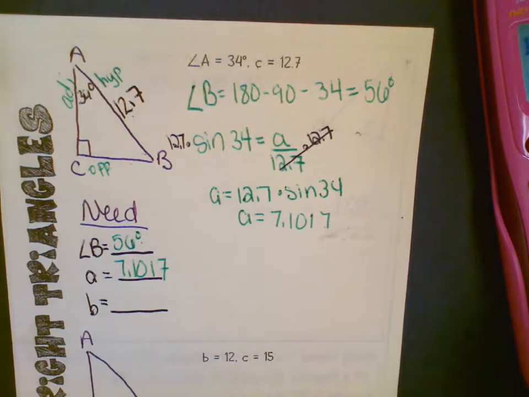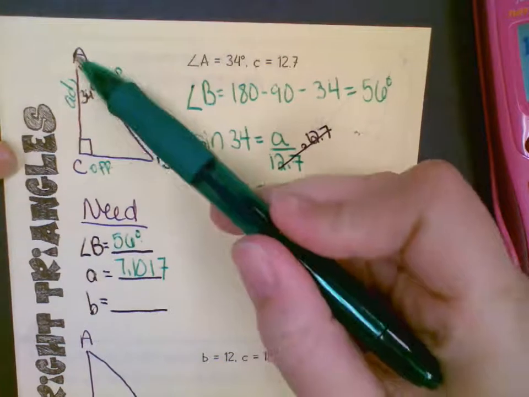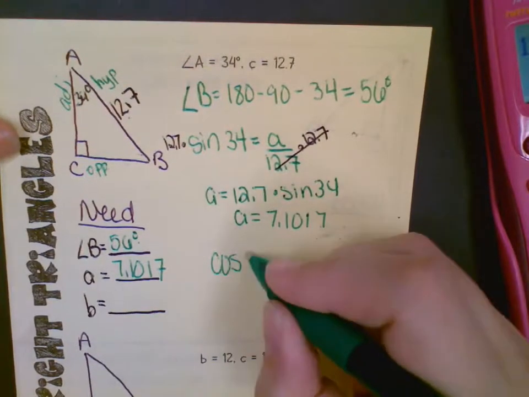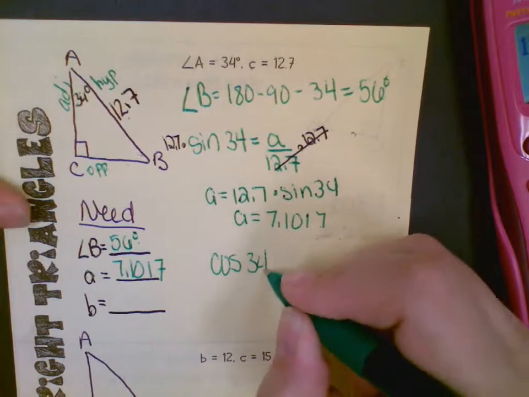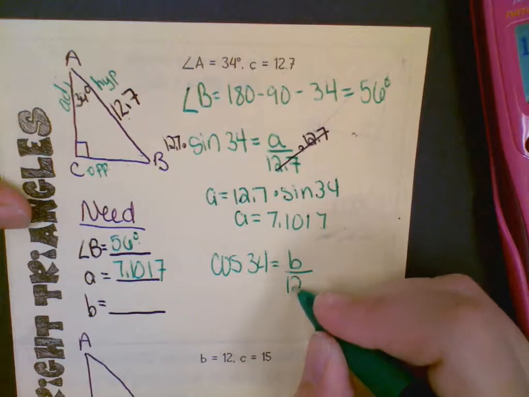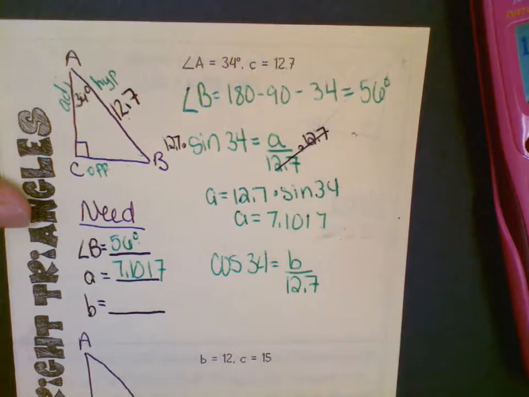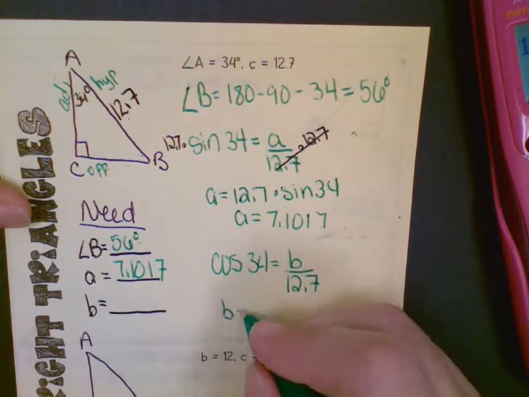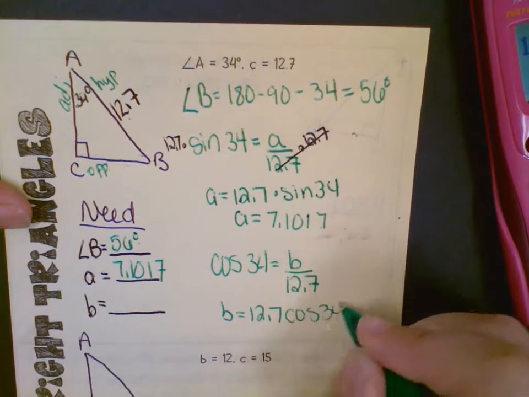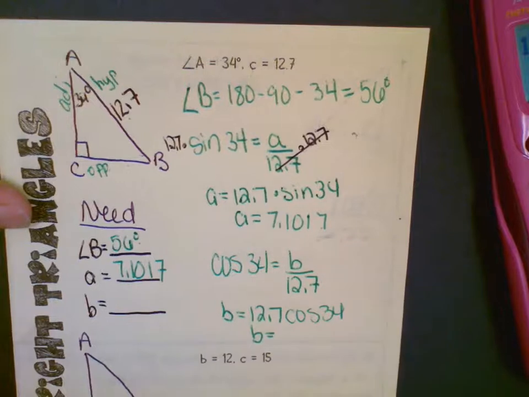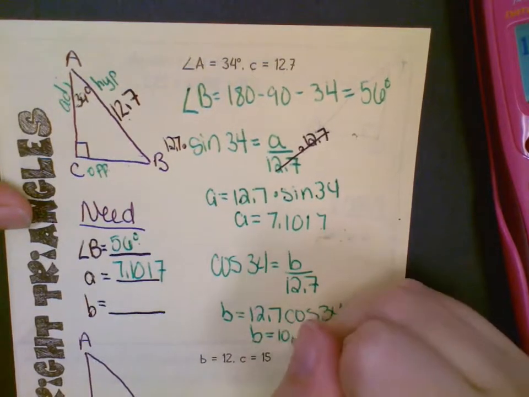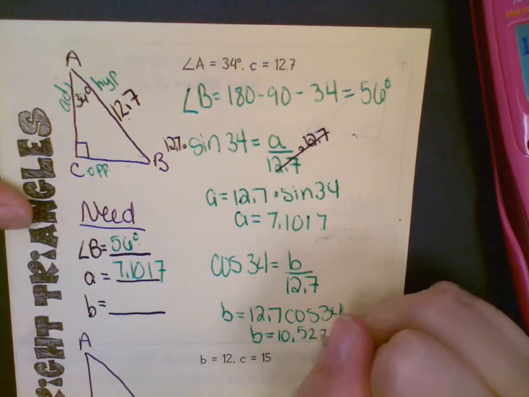So for side B, we have adjacent and hypotenuse, so that would be cosine. So we can set up our equation the same, except this time we have a B because we're finding side B and we're using cosine. So that means that side B would be 12.7 times the cosine of 34. And if you type that in your calculator, we get 10.5288.